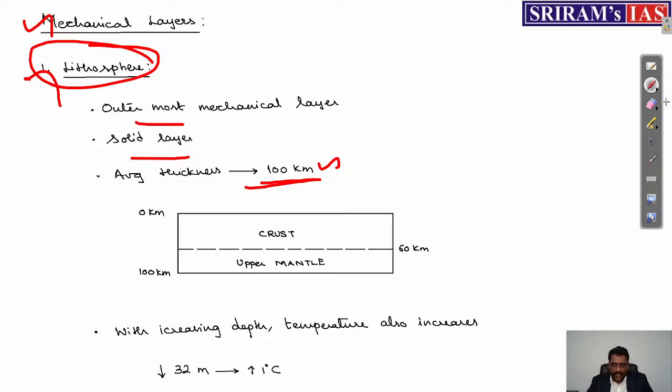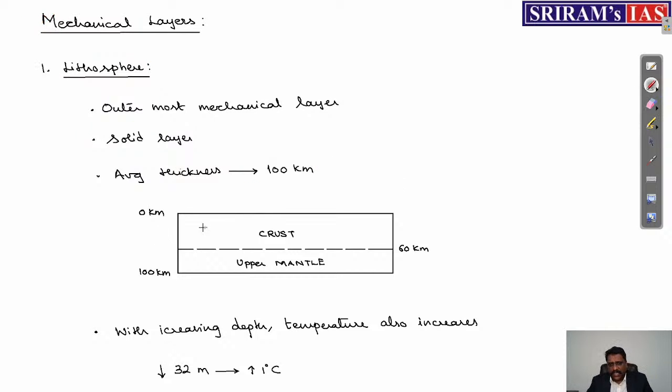But what is very interesting here is that when I talk about the entire lithosphere, the upper lithosphere consists of crust and the lower lithosphere consists of upper mantle. That's the reason I said the entire crust is lithosphere, but the entire lithosphere is not crust, because I have mantle here. Only till 60 kilometers approximately what we have is crust. Beyond it, what we have is mantle.